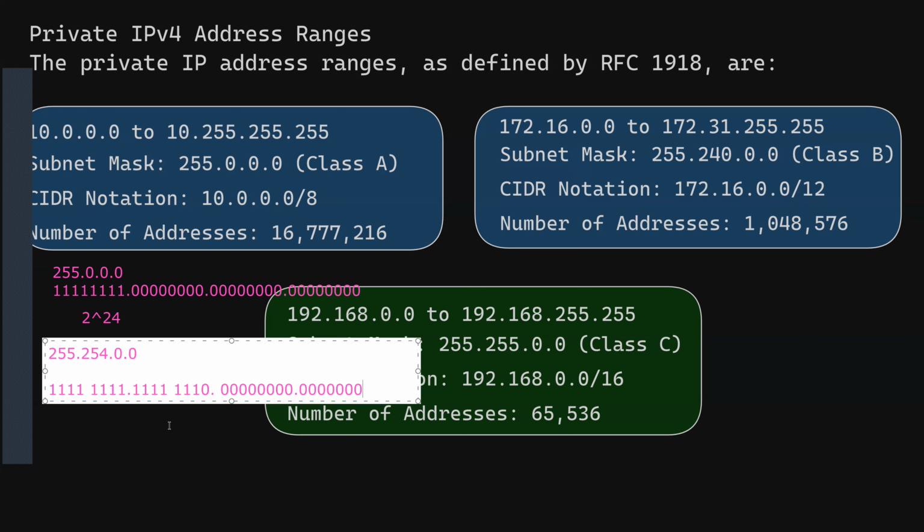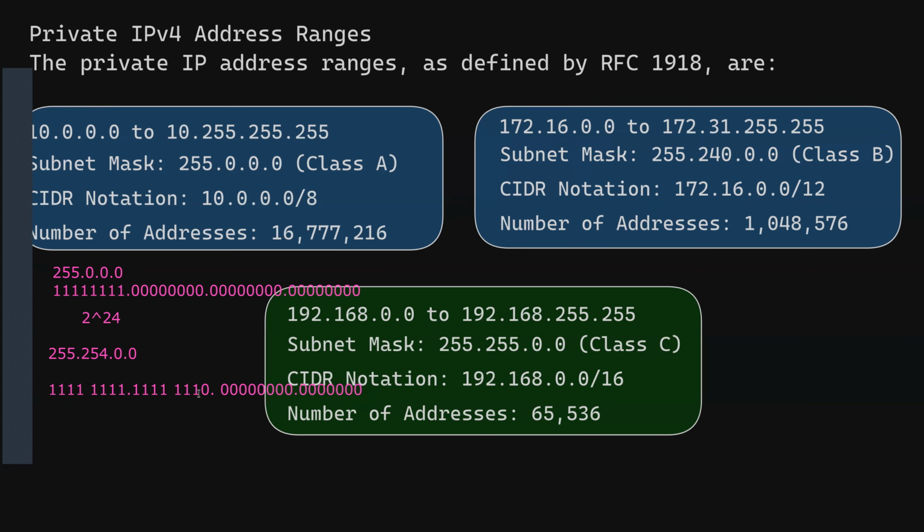So from here, how many hosts will you get? You will get 8 plus 8 means 2 to the power 16. Actually, the number of IP addresses will be 2 to the power 16. The number of hosts will be 2 to the power 16 minus 2. You are not taking the first address and the last address. The first address is the network address, and the last address will be the broadcast address.